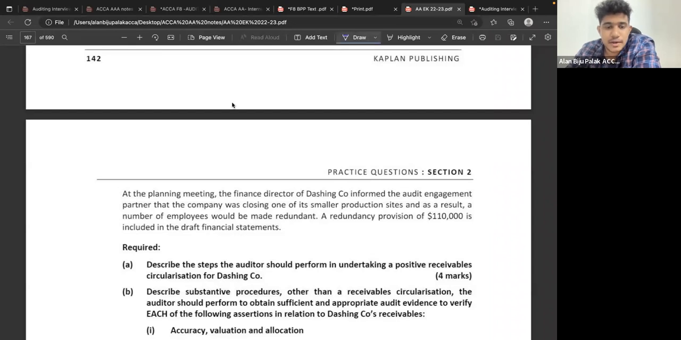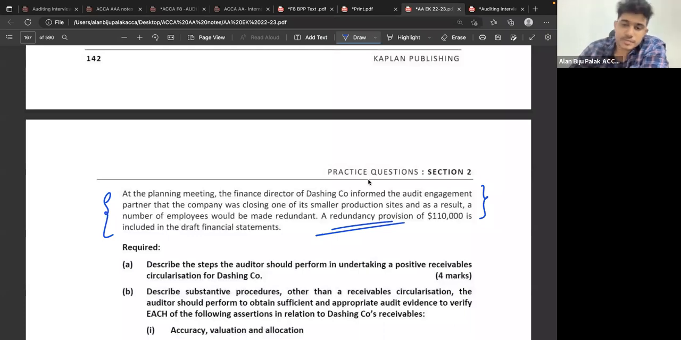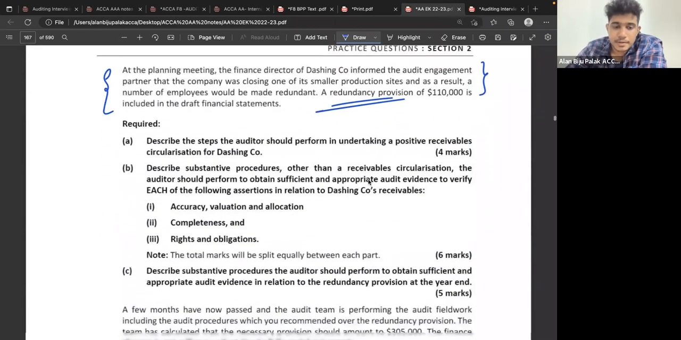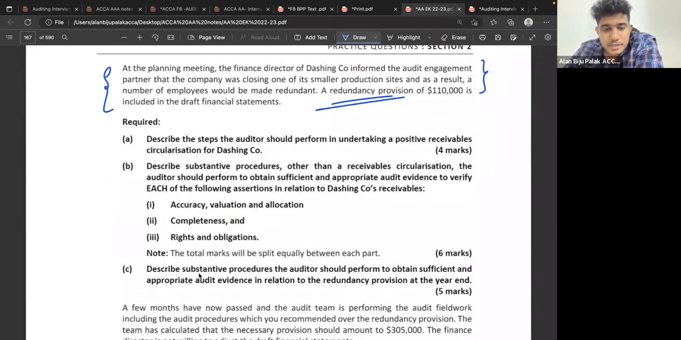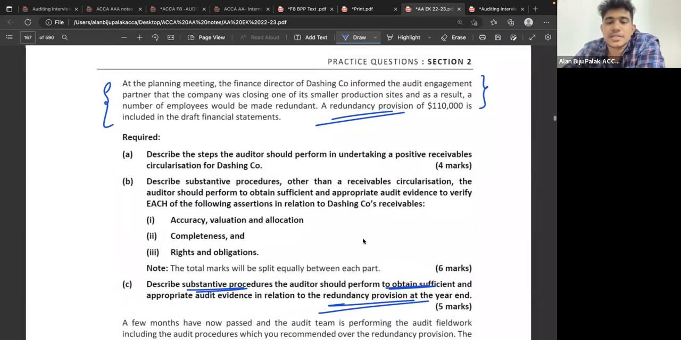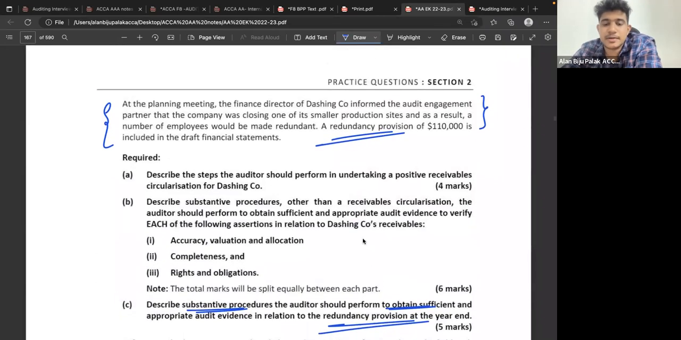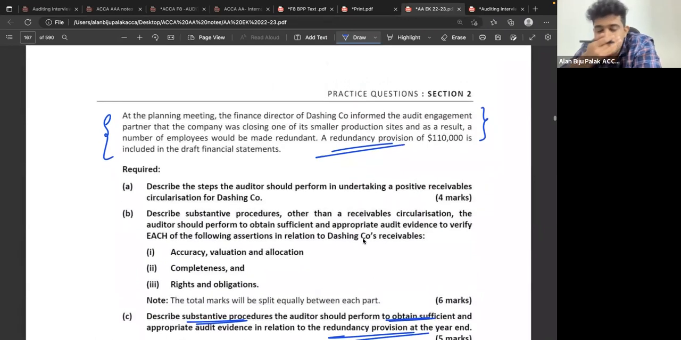So they have told us that the company's finance director is planning to make some of the employees redundant after the year end, for which they have already recognized a redundancy provision. Then they have asked us to perform substantive procedures to obtain sufficient appropriate audit evidence in relation to the redundancy provision. So they have asked us to give procedures in relation to the redundancy provision.